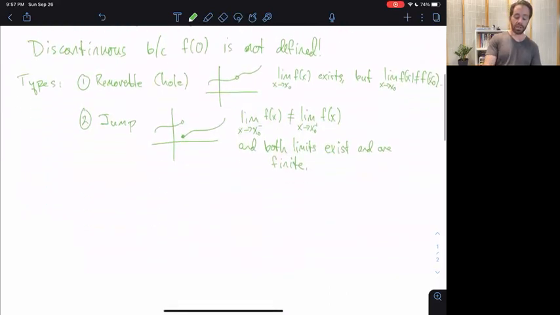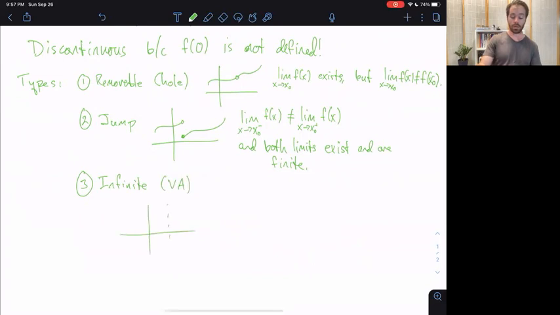Now, the reason that I want that condition is that there's a third type of discontinuity, and it's an infinite discontinuity, often called a vertical asymptote. And everyone knows what this looks like. It's something like this. It can go up on one side, down on the other. It can go up on both sides.